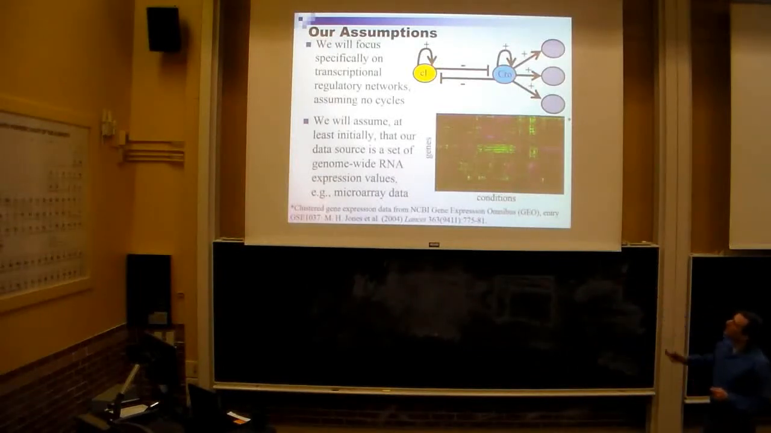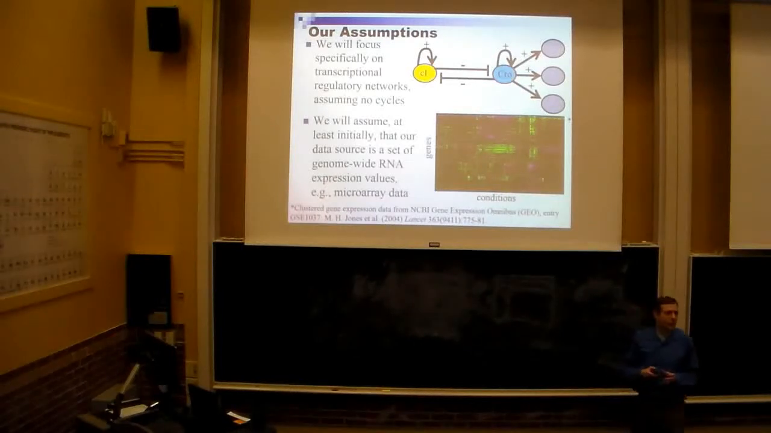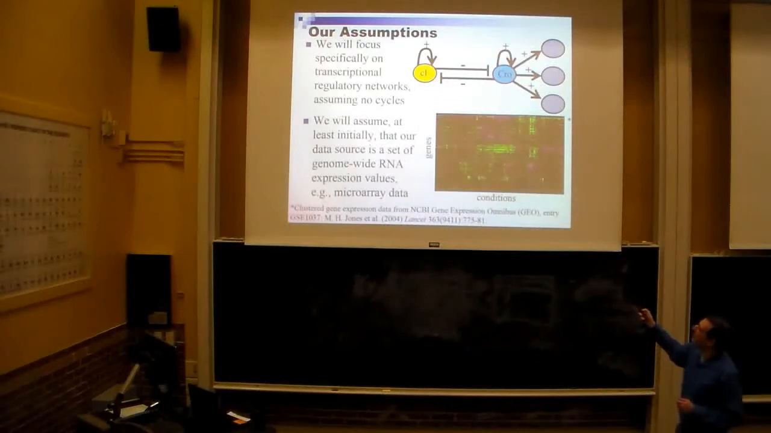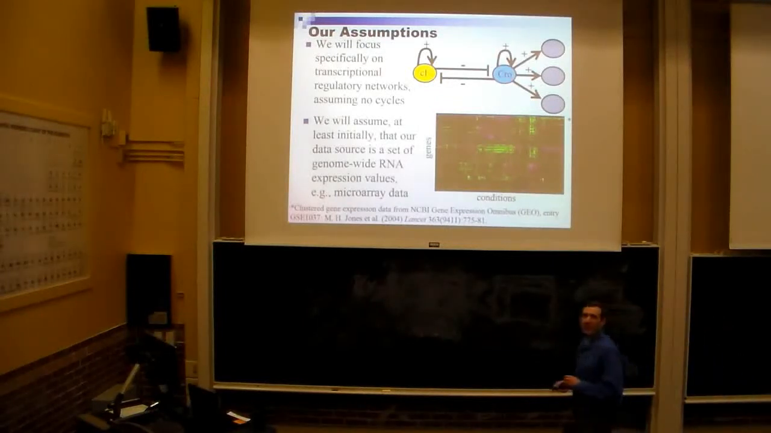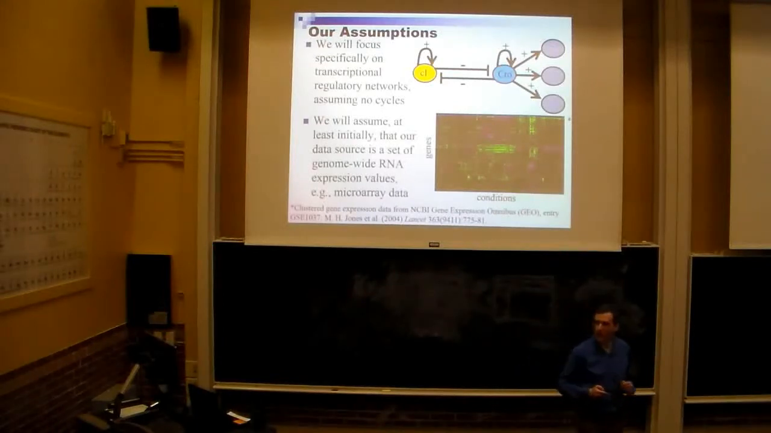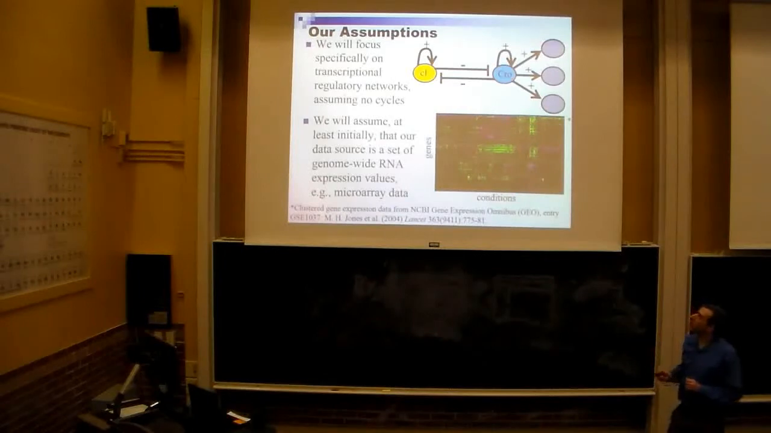One of these sets of assumptions we'll be making about our outputs is that we are specifically trying to infer regulatory networks, and I'll be focusing on transcriptional regulatory networks, although similar principles apply to other kinds. We're going to make some assumptions that are not necessarily strictly true about these networks, but are necessary to the kinds of algorithms we're working on. In particular, I'm going to assume that we're looking at networks where we will have directed interactions, but we're going to exclude the possibility of cycles in our networks.